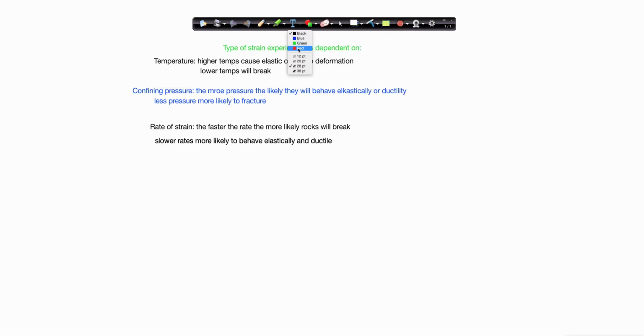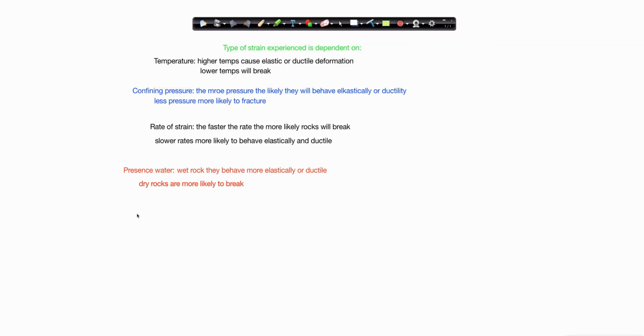Presence of water also influences it. If you have a wet rock, so that means water is present, they behave more elastically or ductilely. Basically, the water allows slippage to occur, allows it to slip versus break. So dry rocks are more likely to break.